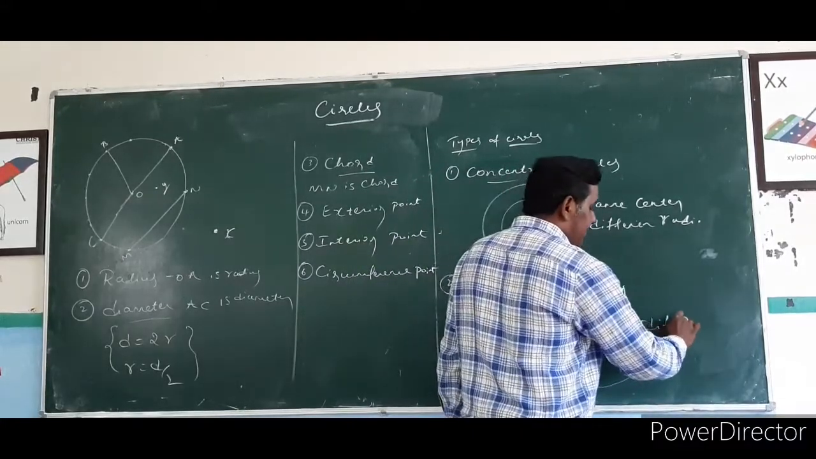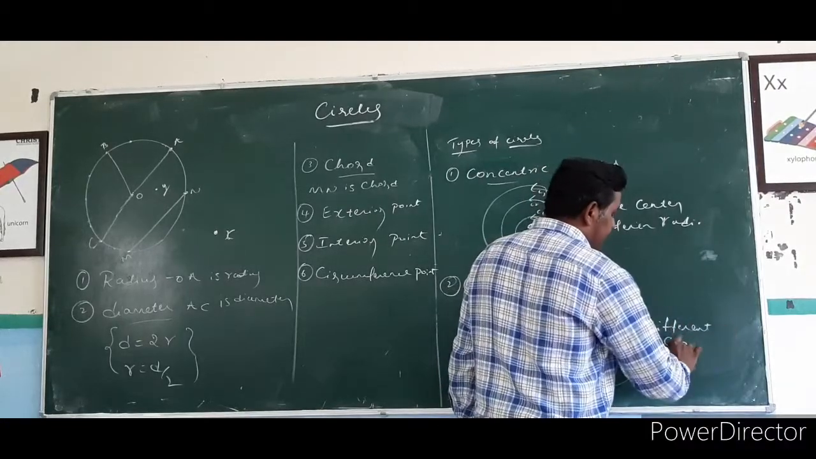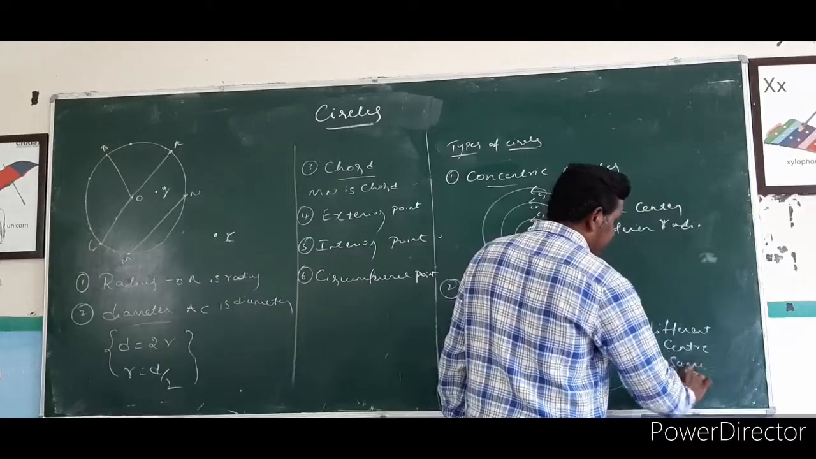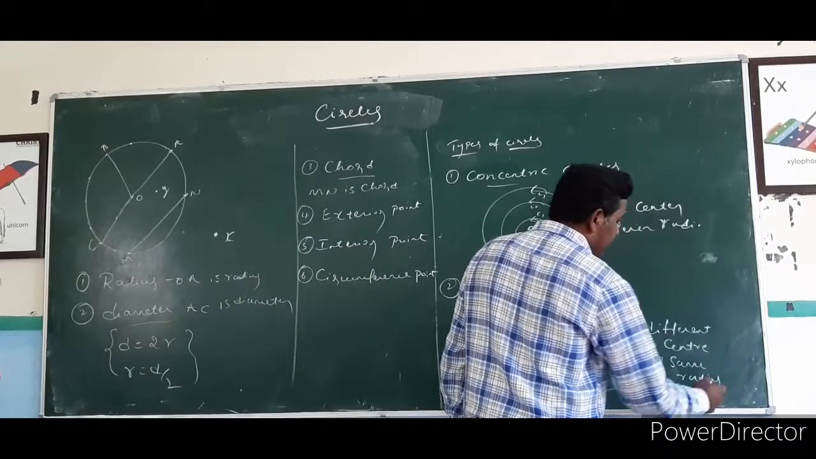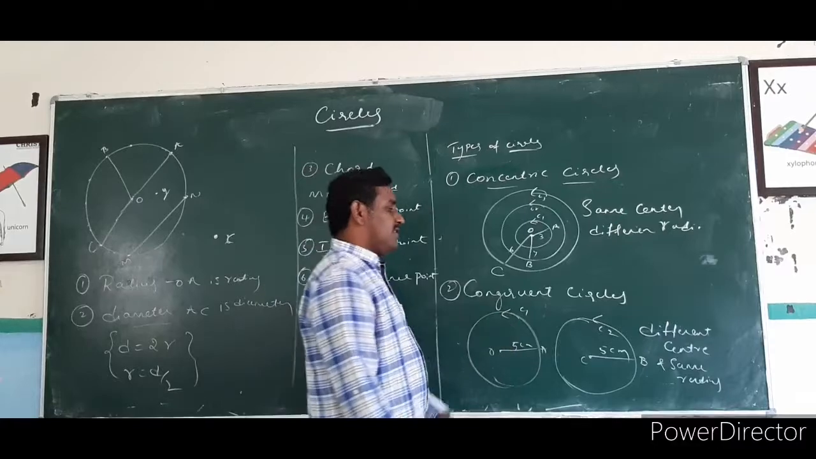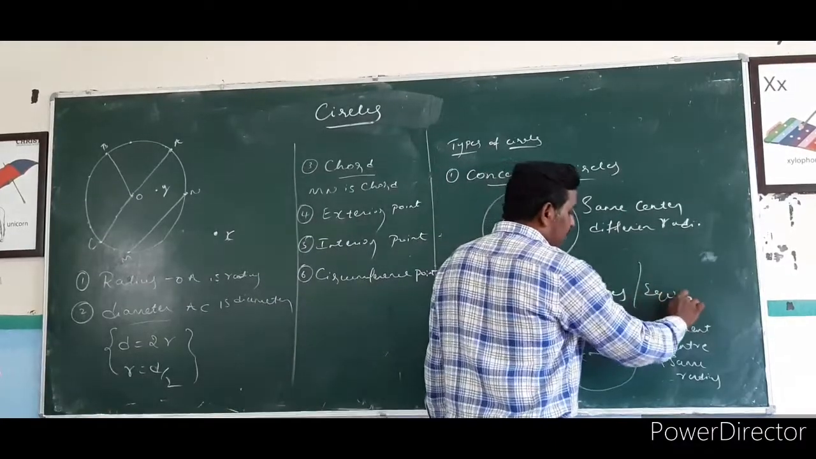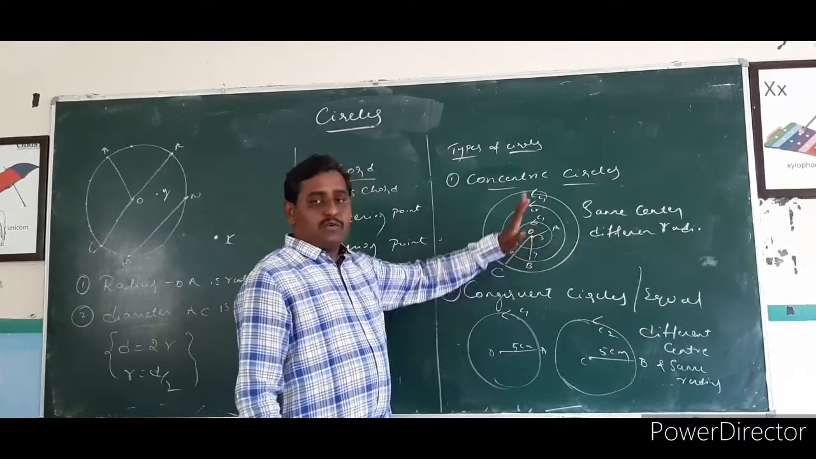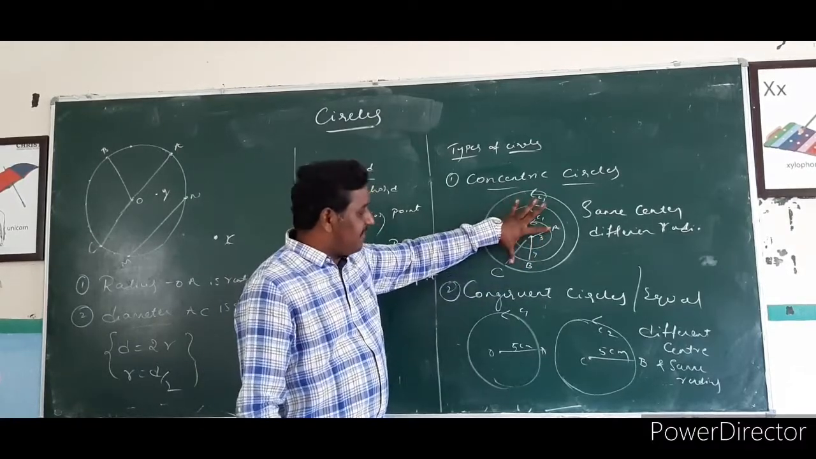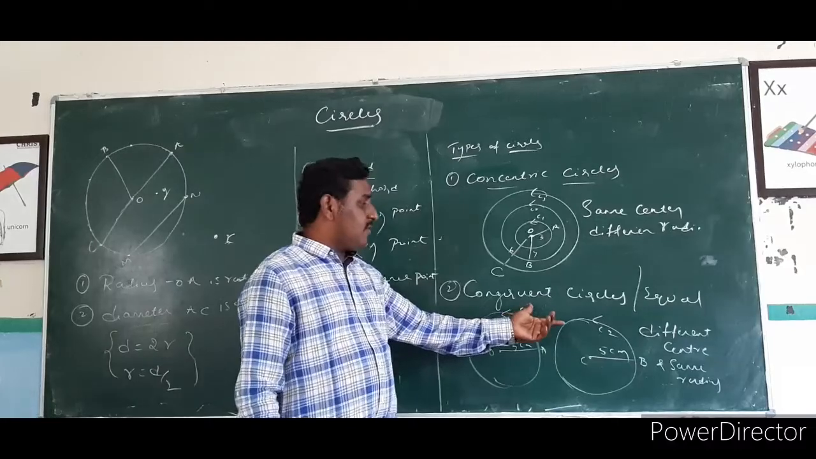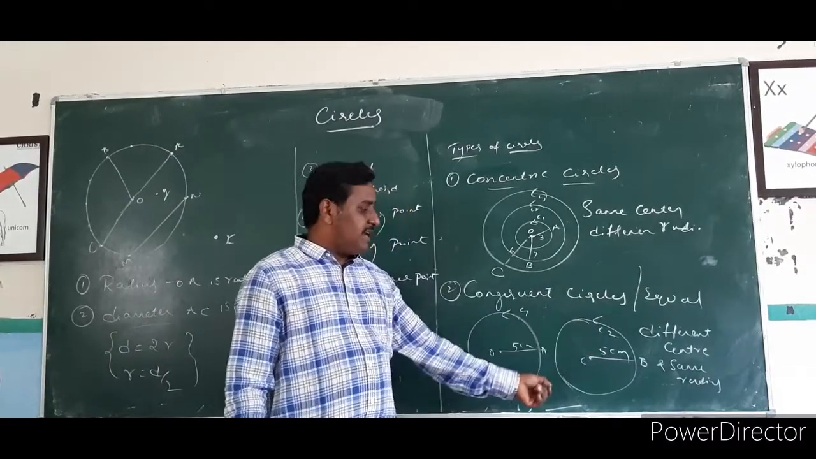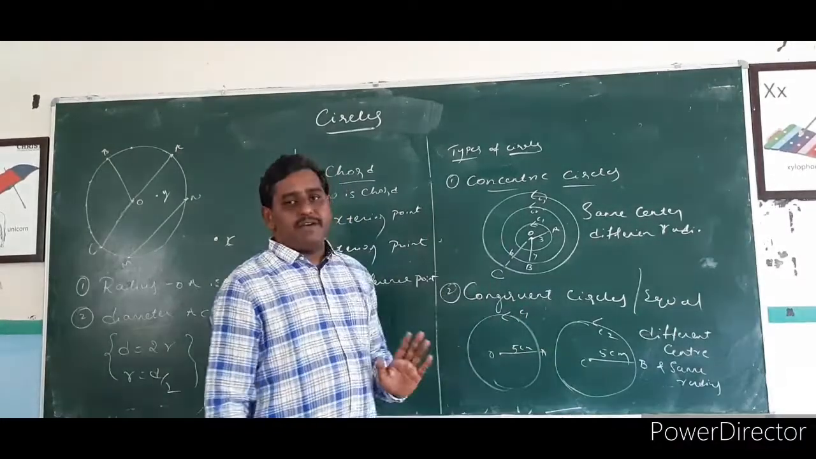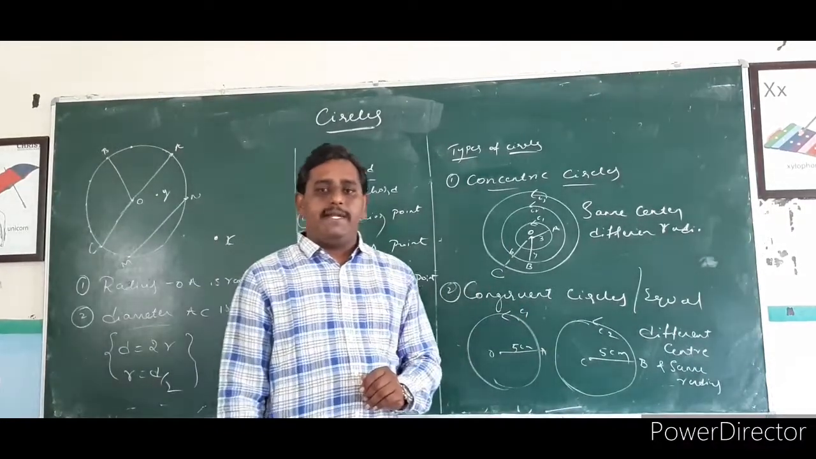Here, different centers and the same radius: congruent circles are also called equal circles. Concentric circles mean two or more circles having the same center but different radii. In the case of congruent or equal circles, the centers are different but the radius is the same. So this is the meaning of concentric circles and congruent circles.